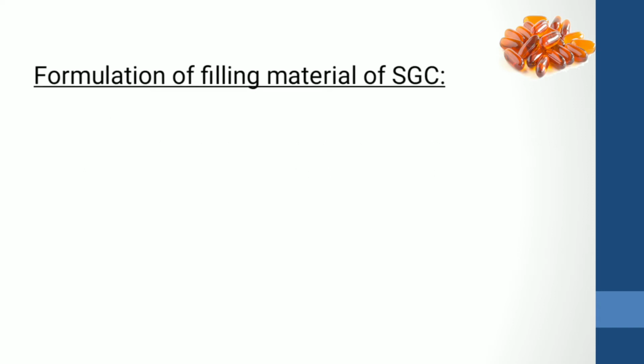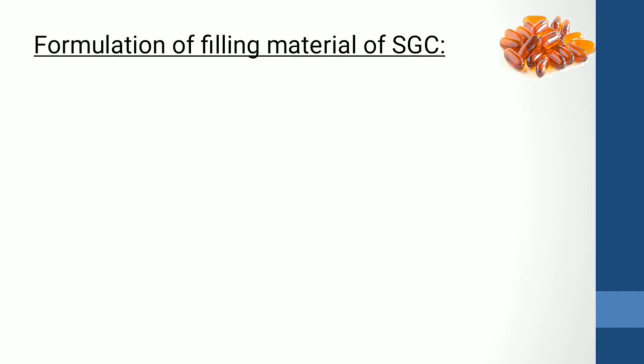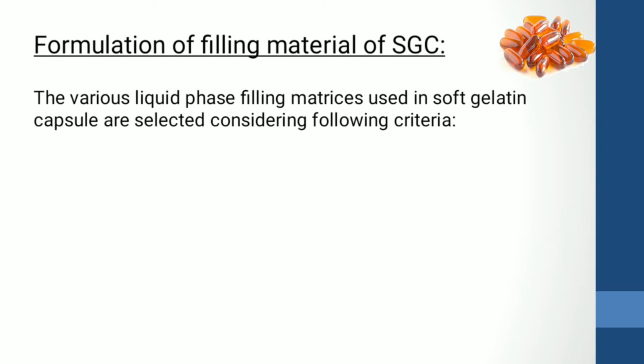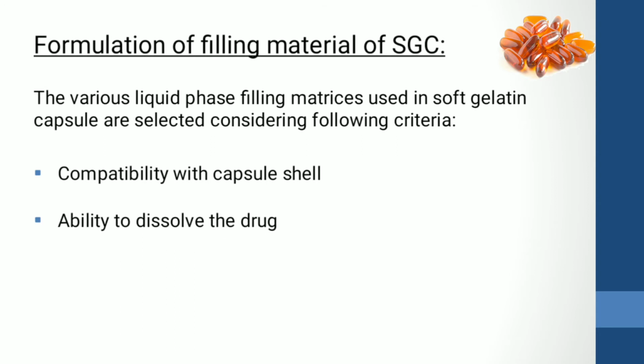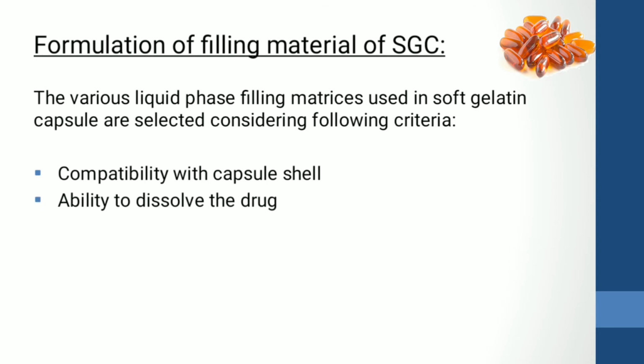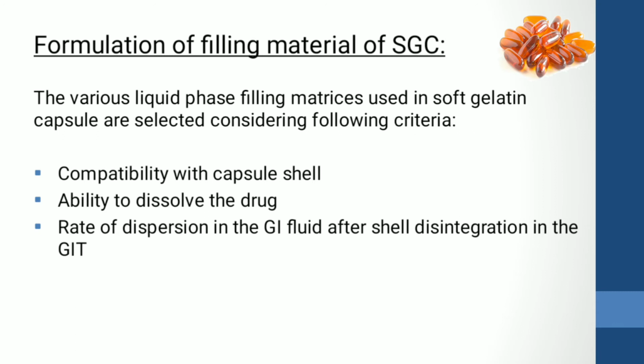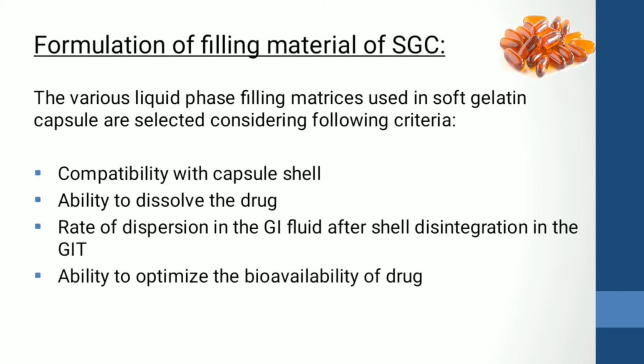Now moving to the next part, that is formulation of filling materials of soft gelatin capsule. The various liquid phase filling matrices used in soft gelatin capsule are selected considering the following criteria. The first one is compatibility with the capsule shell. Then the next one is ability to dissolve the drug. Next one is rate of dispersion in GI fluid after shell disintegration in the GIT. Then the next one is ability to optimize the bioavailability of the drug.